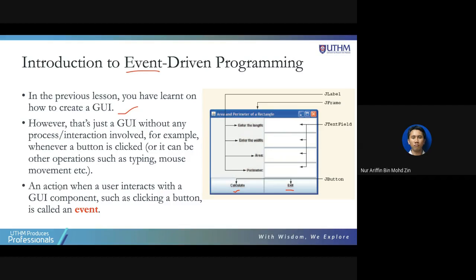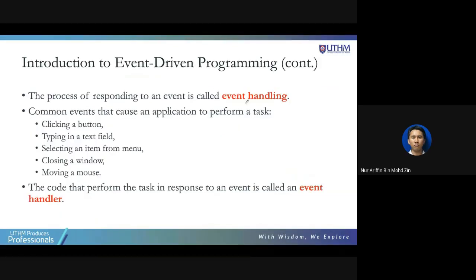An action when a user interacts with a UI component, such as clicking a button, is called an event. Whenever we click the calculate button and some result appears, that is what we call an event, meaning there is an interaction between the program and you as the user. The process of responding to an event is called event handling.